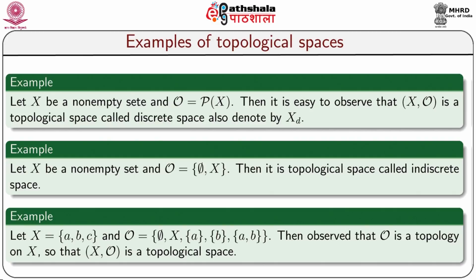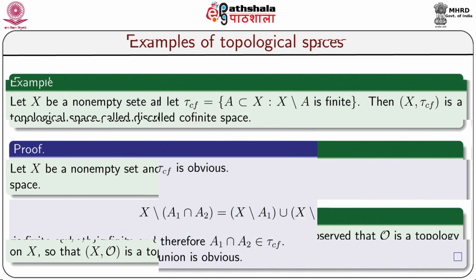Let us consider another example of topological space. Let X be the finite set {a, b, c} and script O be considered. Script O contains the empty set, the whole set X, the singleton set {a}, the singleton set {b} and the set containing a, b. We can verify that this is a topology on X, because this is closed under arbitrary union and closed under finite intersection. So, this is also a topological space.